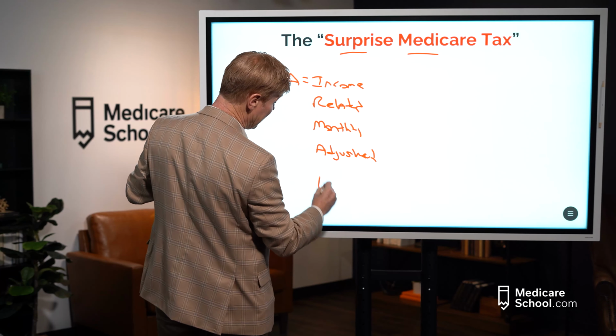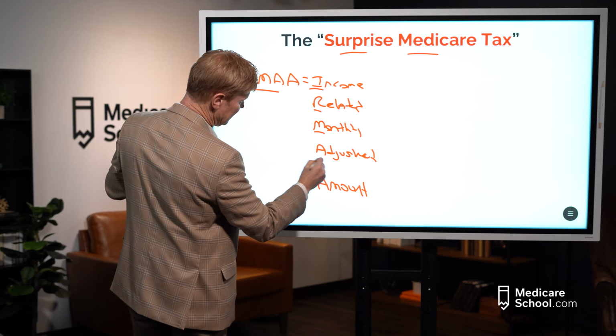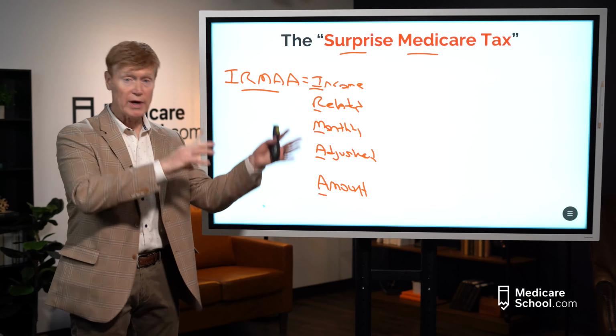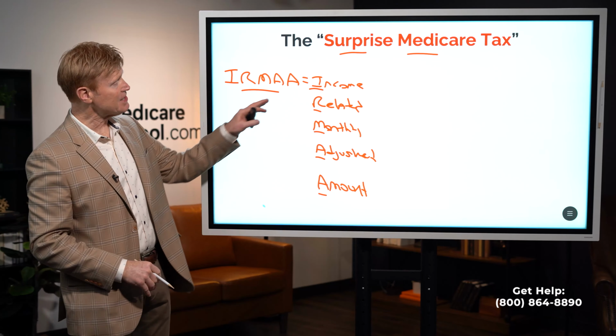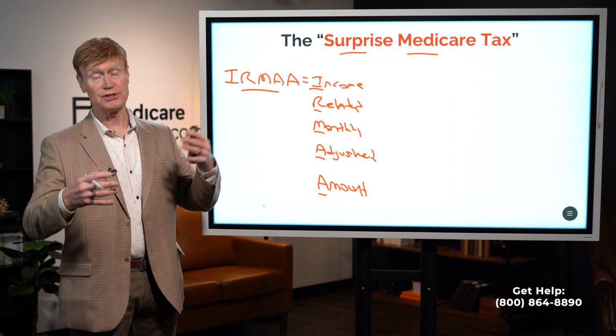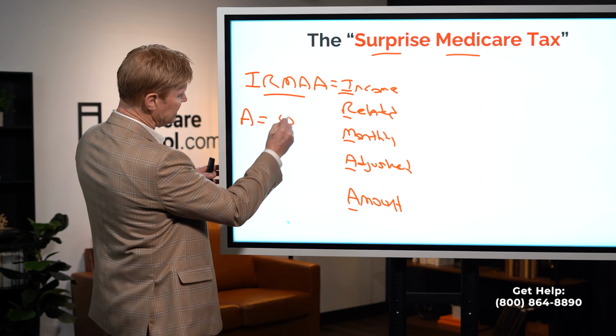That's adjustment amount, okay? There's your acronym. IRMAA, Income Related Monthly Adjusted Amount. Now keep in mind, this means we're going on Medicare. And so what this means is that based upon your income, you may pay more than what's called a standard premium. Just in my last slide, I showed you that Medicare A is zero.